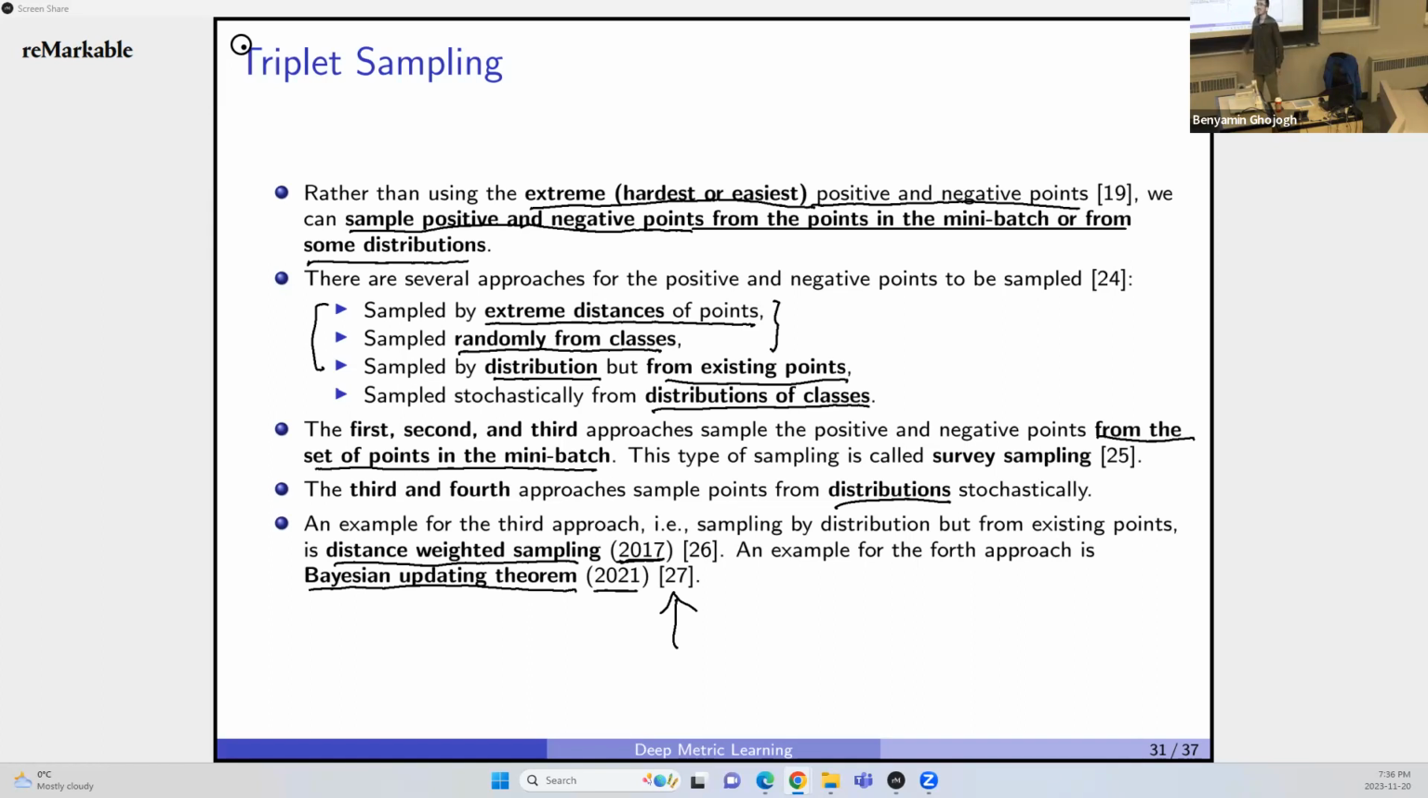And why do we use that in triplet sampling? We want to sample from the embeddings of classes in the embedding space. Okay, you get my point?